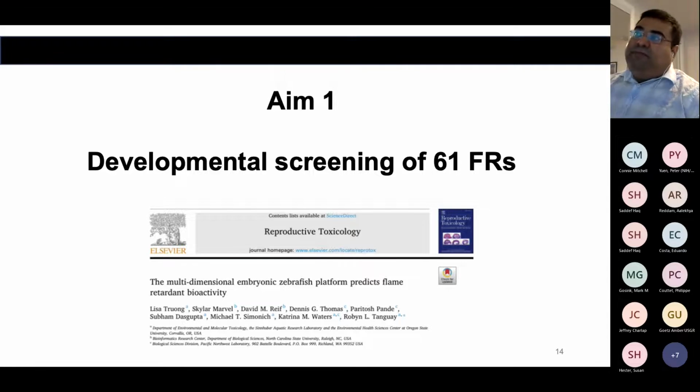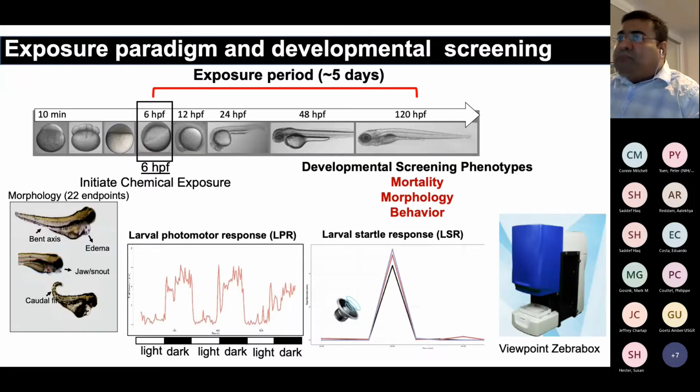So within this project, we did a bioactivity screening of 61 flame retardants. Our exposure paradigm for any chemicals, including the flame retardants, is that we typically initiate the exposures at 6 hours post-fertilization, which is approximately the gastrulation stage of the embryo, and our exposure period lasts for 5 days. At 5 days, we do an observation for developmental screening phenotypes, including mortality, whether the embryo is dead or alive.